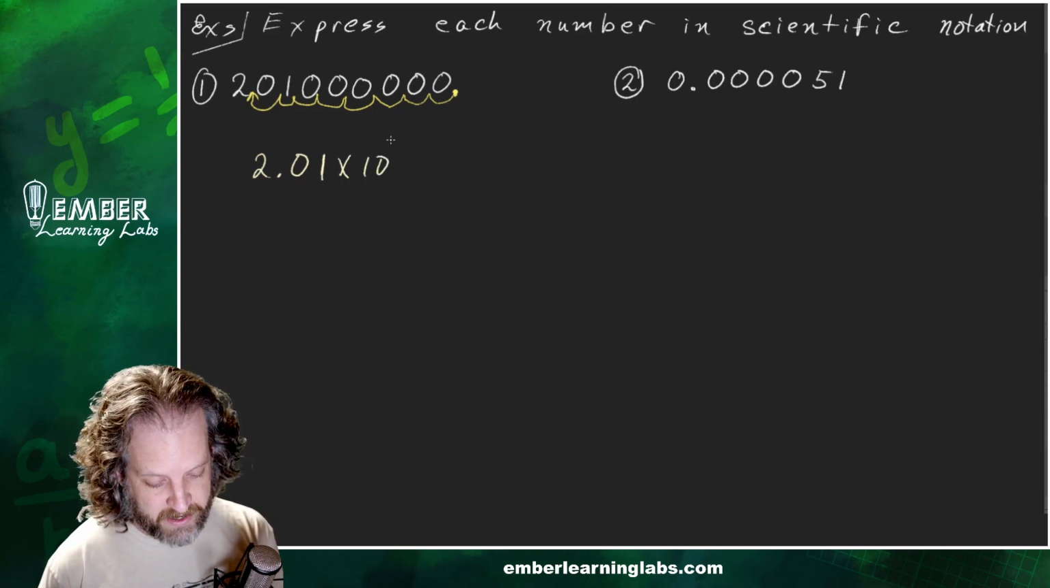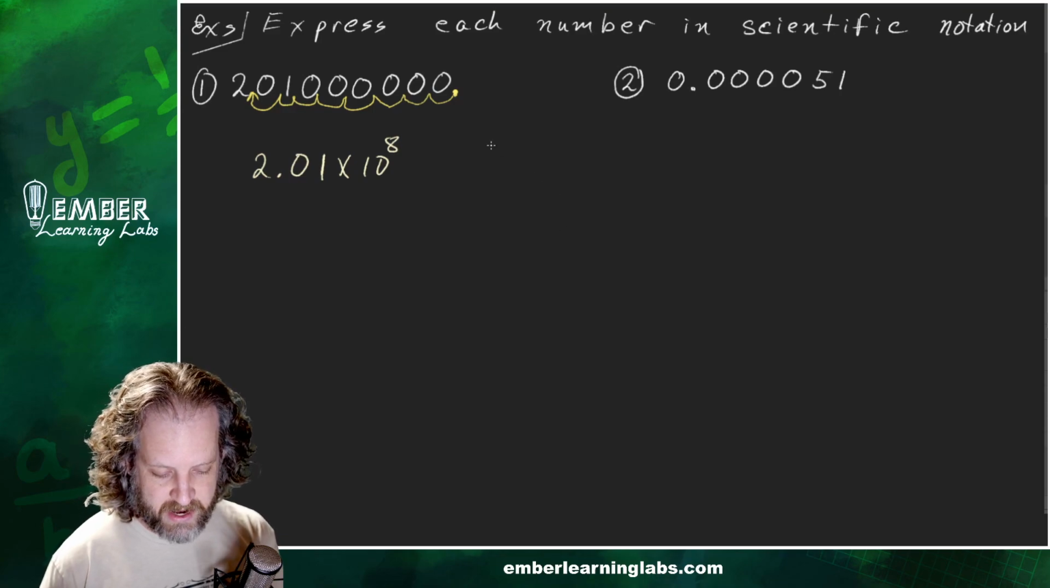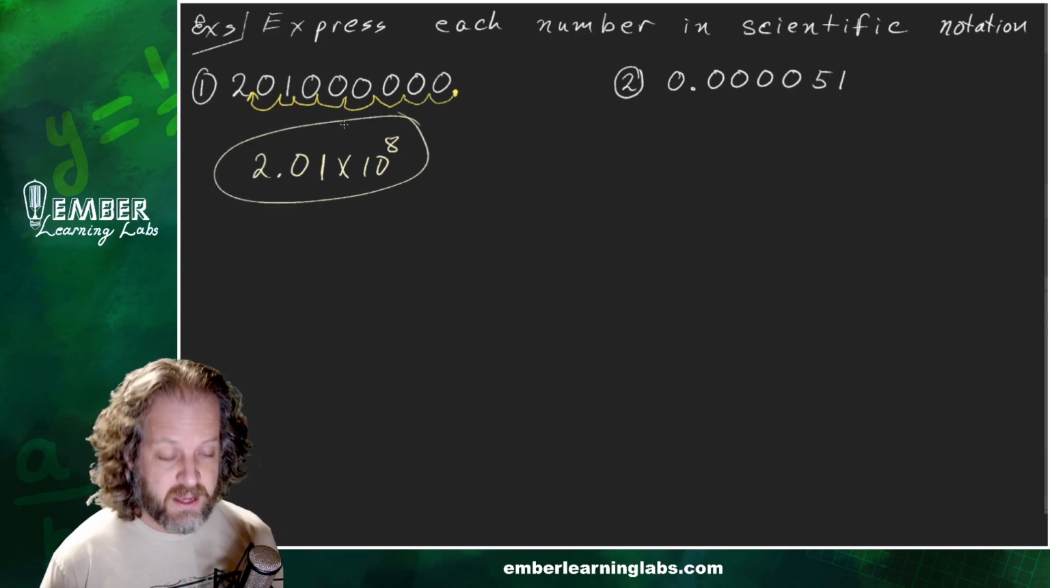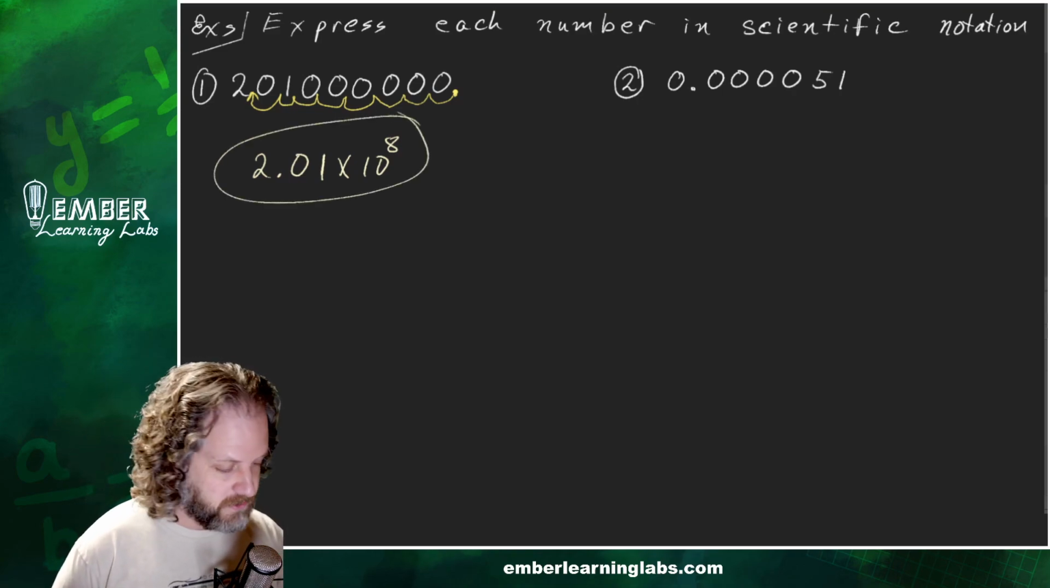We moved over 8 times. So 10 to the 8th. 1, 2, 3, 4, 5, 6, 7, 8. Yeah, we did. All right, so there it is. Easy peasy.